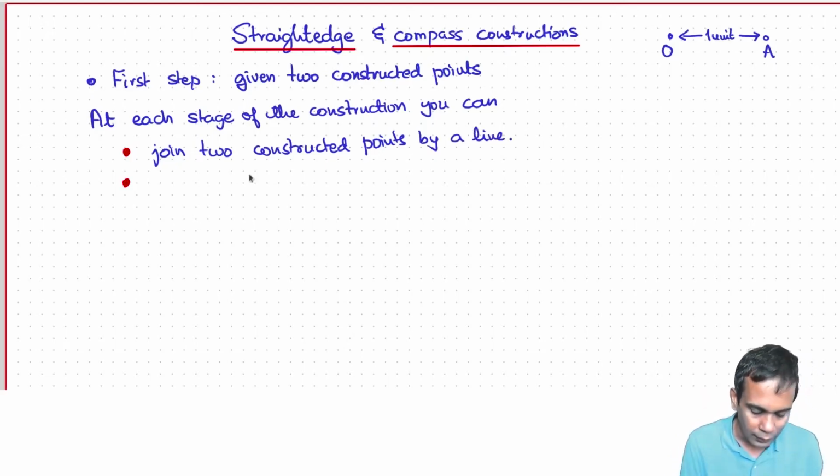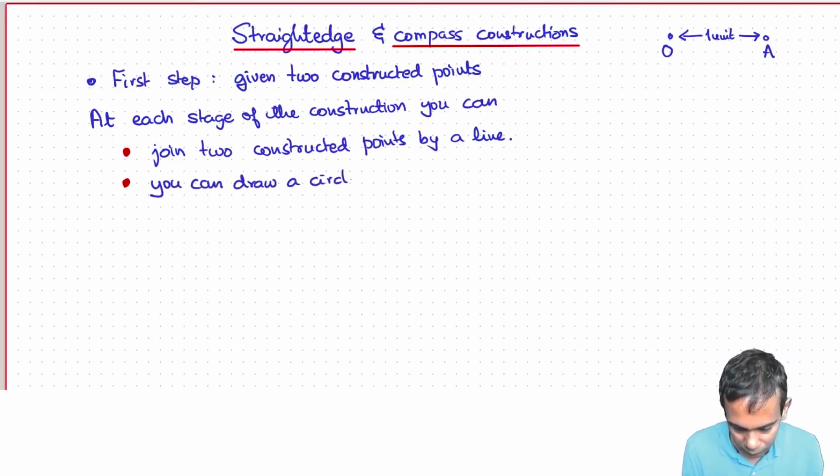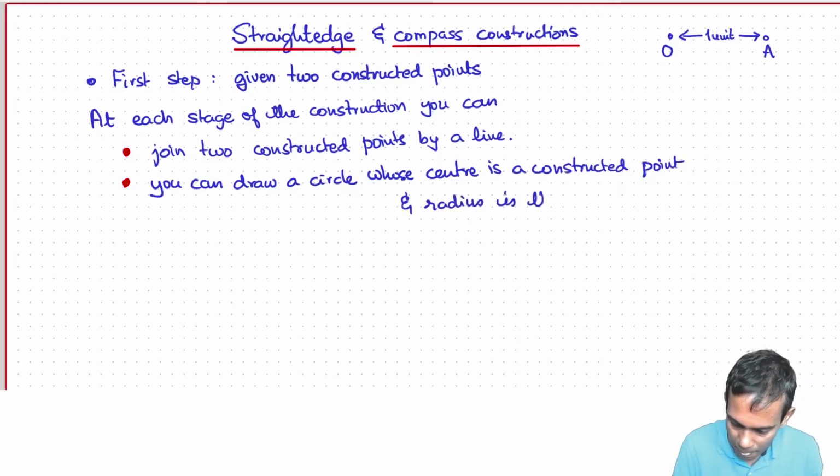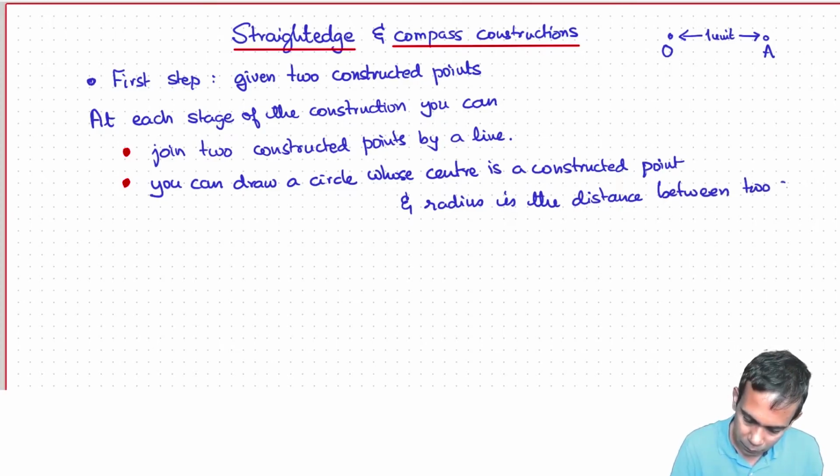Then what else can you do? You can draw a circle whose center is a constructed point, and radius is the distance between 2 constructed points. Okay, so you can only draw circles with such centers and radii.